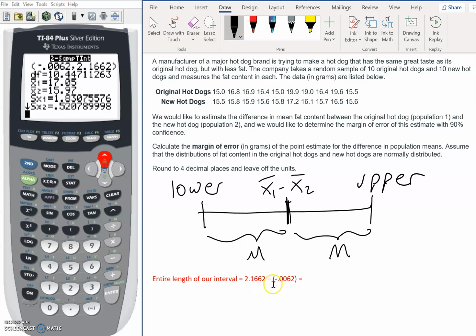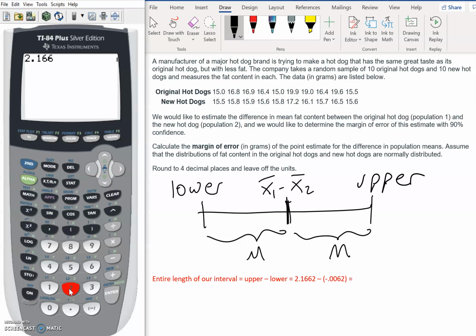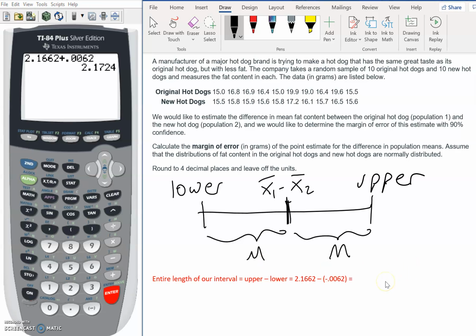So be careful about the fact that we have to subtract the negative. You can kind of think about that: what would we do if we had two positive numbers? We would say the lower bound is 2, the upper bound is 10. We would do 10 minus 2. So it's still just upper minus lower, and you can put that as a generality if you want to. So if we do this, we can punch that up. We can say 2.1662, and you can either do minus the negative, or you can say, hey, those two negatives are going to turn into a plus. So plus 0.0062. If we do that, we're going to get the entire length is 2.1724.